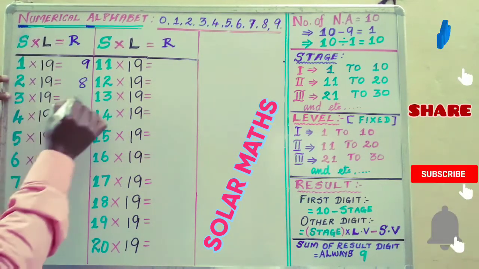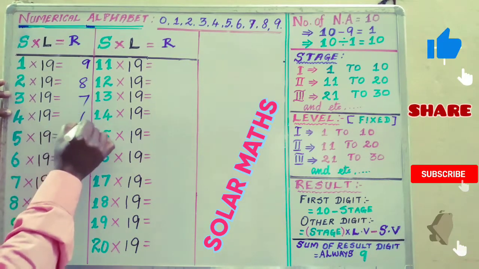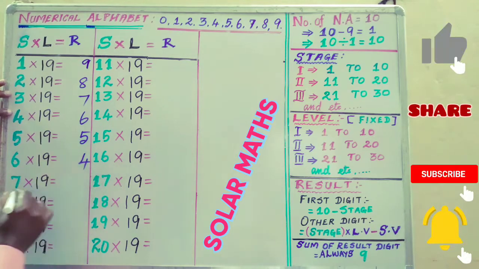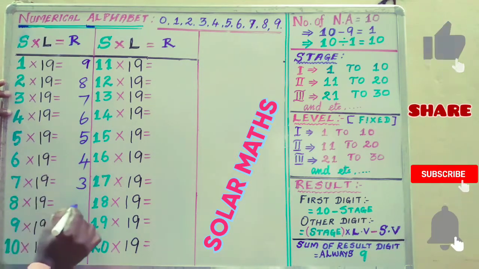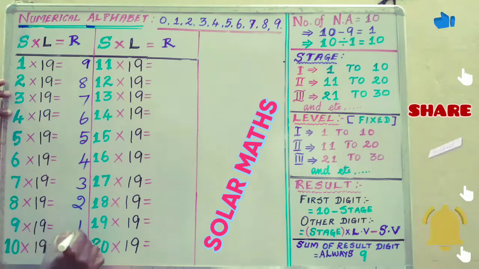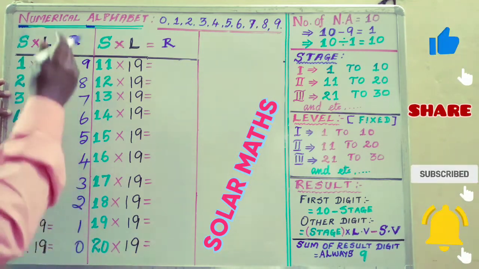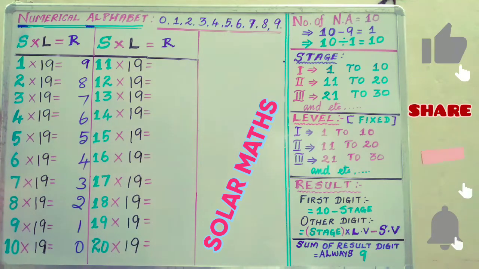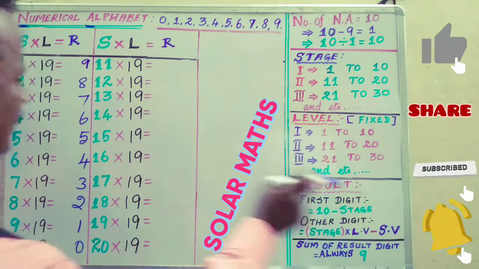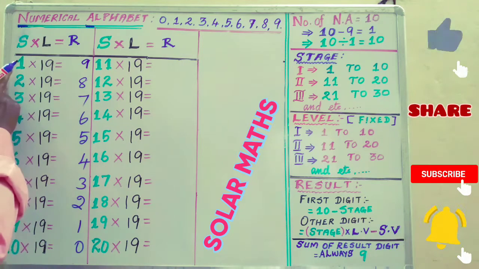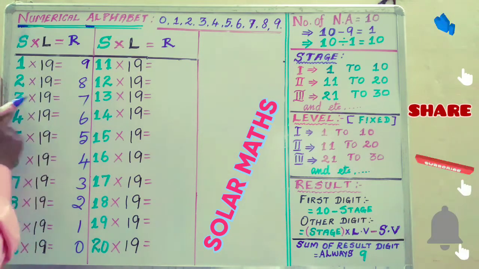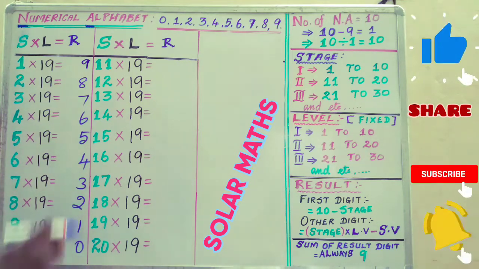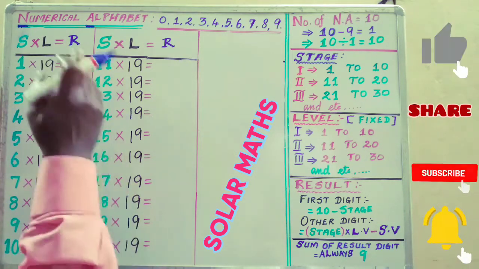And then 8, 7, 6, 5, 4, 3, 2, 1, 0. These are the first digit values. Already we know how to find the first digit value: 10 minus stage. So 10 minus 1 is 9, 10 minus 2 is 8, 10 minus 3 is 7, up to 10 minus 9 is 1, 10 minus 10 is 0. These are the first digit of the result.